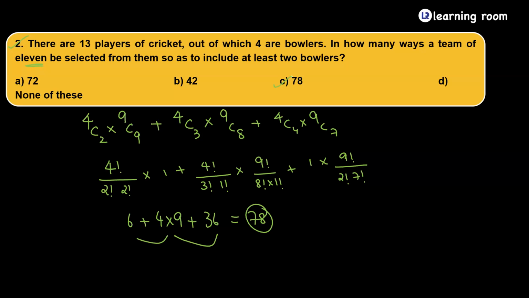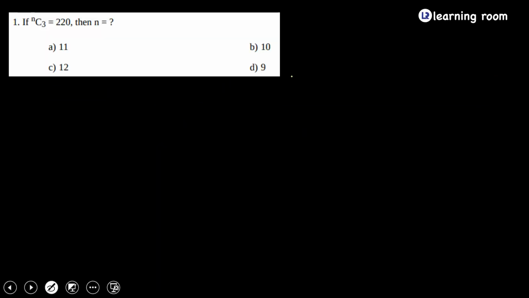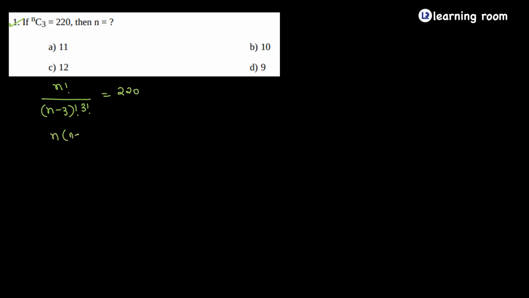Is it clear? Now next. So you'll go back to the previous problem. Observe. If NC3 is equal to 220, then what is the value of N? NC3 is basically N factorial by N minus 3 factorial into 3 factorial. This is equal to 220. Am I right? So N factorial, you can write it as N into N minus 1 into N minus 2 into N minus 3 factorial, the whole divided by N minus 3 factorial into 3 factorial. So N minus 3 factorial and N minus 3 factorial will get cancelled. This is going to be 6.